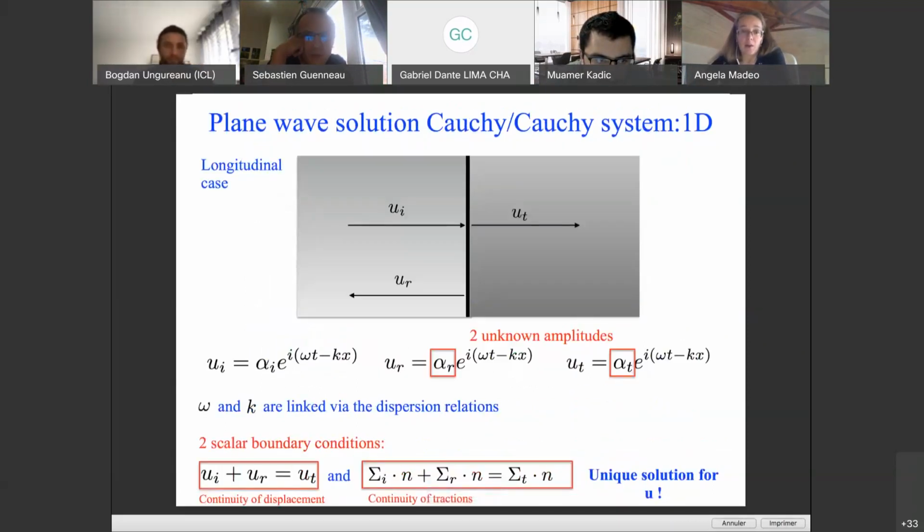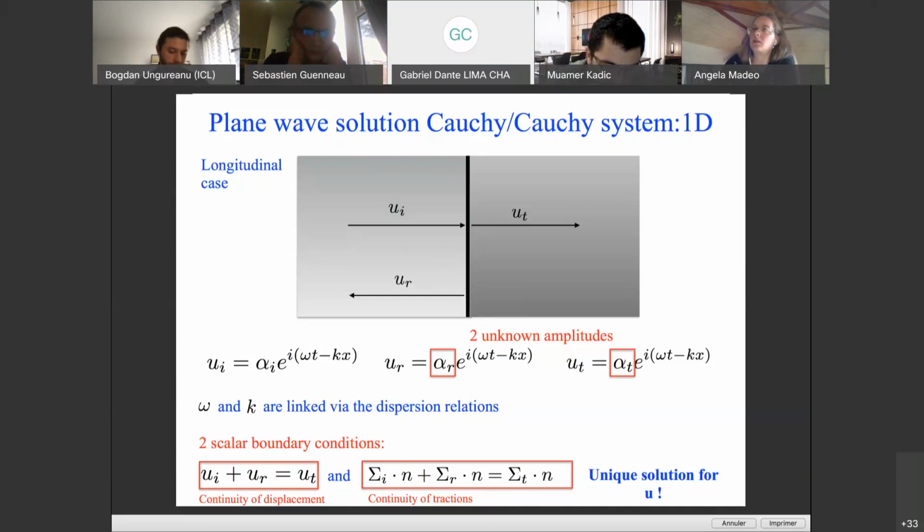To close up our problem, we now take an interface because we also want to work with boundary conditions. We take the 1D case. So in this case, we have one incident wave, one transmitted, one reflected. Assuming that the incident wave is known, so here we have everything known, we have two unknowns in the problem, which are the two amplitudes, okay?